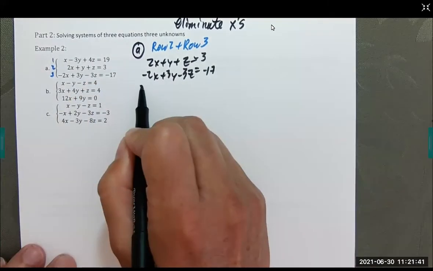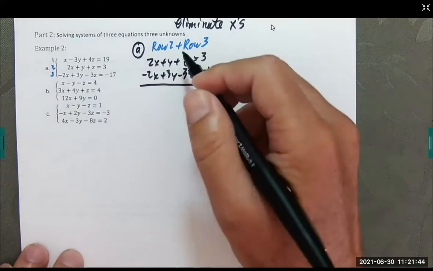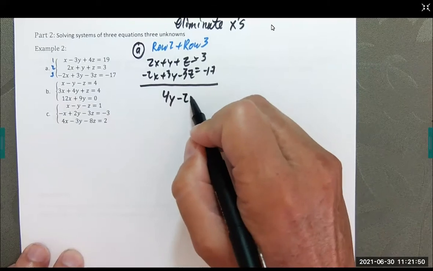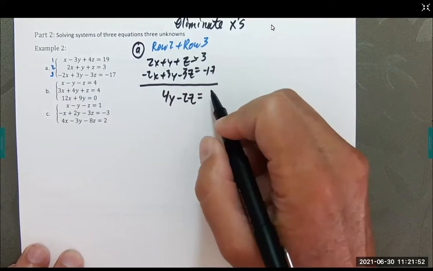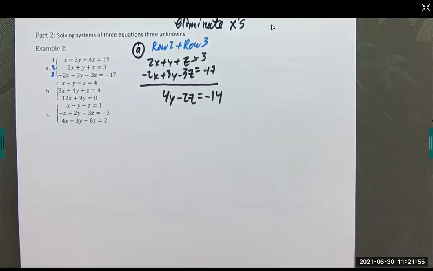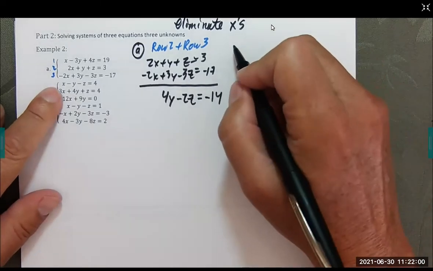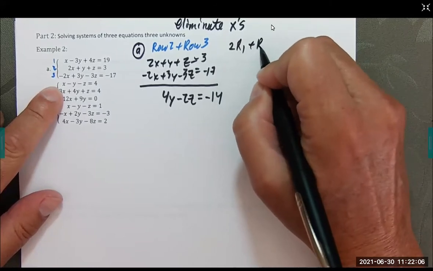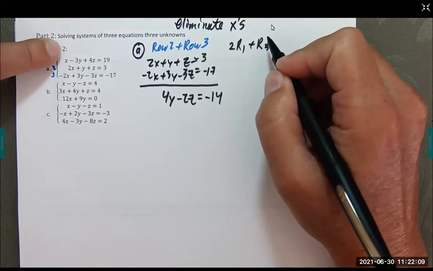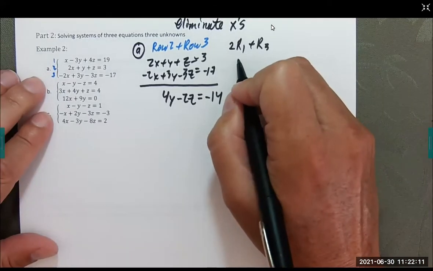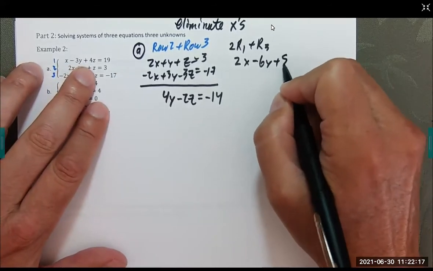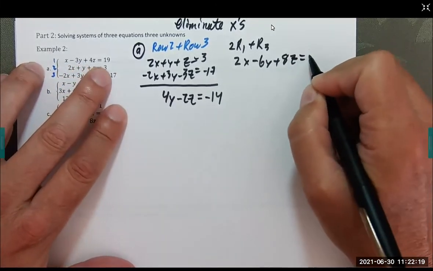That results in the x's have been eliminated. This gives me 4y. This gives me minus 2z. And that looks like -14. So there's one of my eliminations of x's. I now need to eliminate the x's again. I'm now going to go 2 times row 1 plus row 3. So if I multiply that by 2 and add it there, do you see I'm going to eliminate the x's again? So 2 times row 1 is going to look like this: 2x minus 6y plus 8z equals 38.